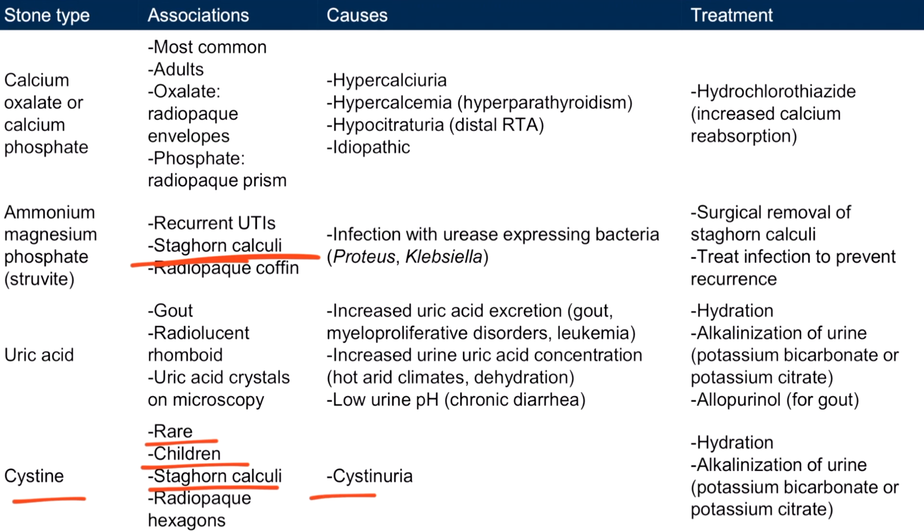Naturally, this would lead to high cysteine concentration in the urine, and this cysteine, like many solutes, can precipitate to form stones. And these stones are radio-opaque, and they appear as hexagons on microscopy. And we'll look at an image of this in a bit.